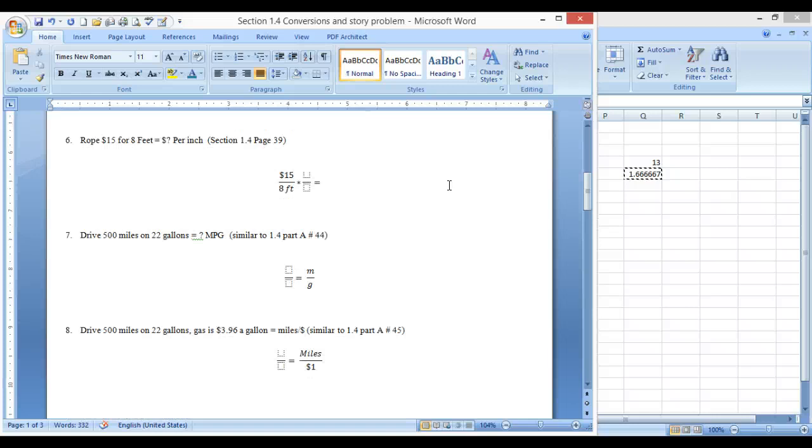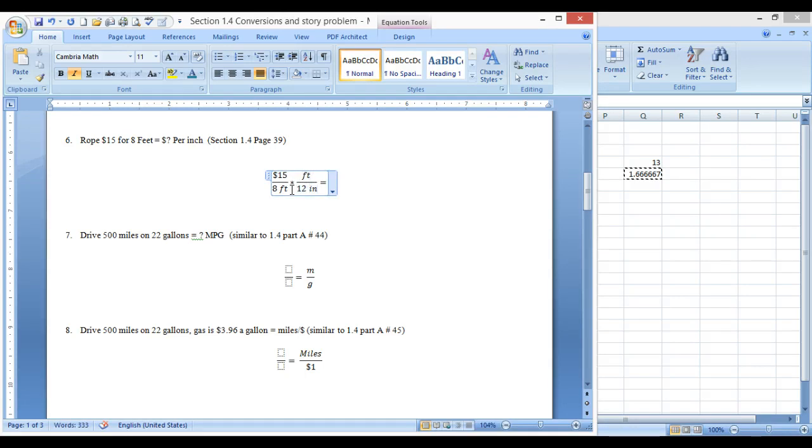I have a rope that's $15 and it was 8 feet long. We want to know the cost per inch. So I've set us up already. I have $15 for 8 feet, and I need the cost per inch. So the first thing I want to get rid of is feet. So I'm going to put feet up here. I want to replace it with inches down here. And I know that 12 inches are in 1 foot.